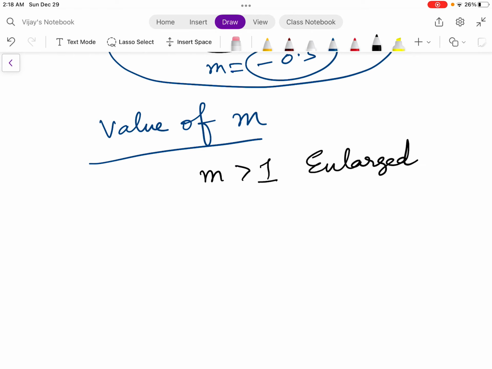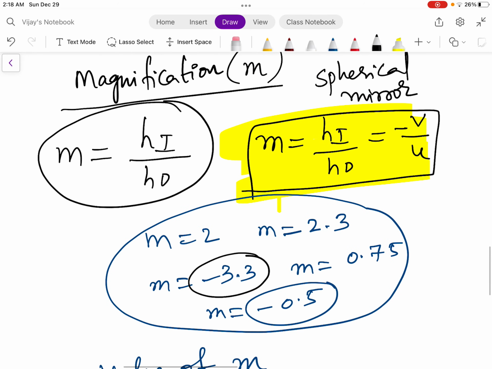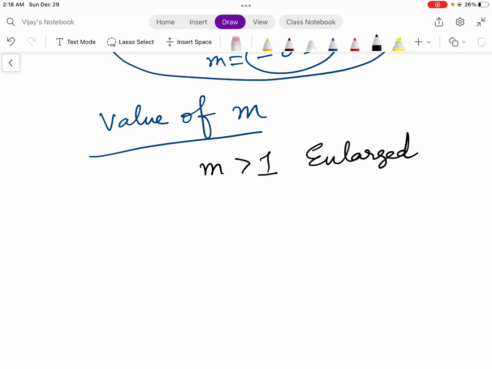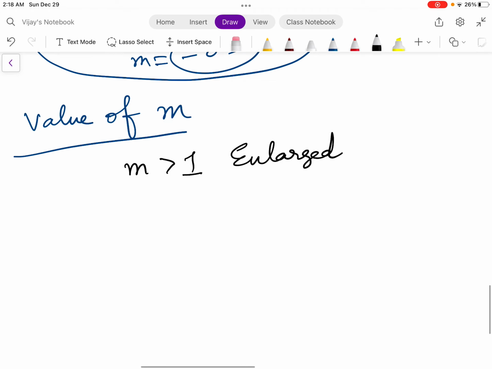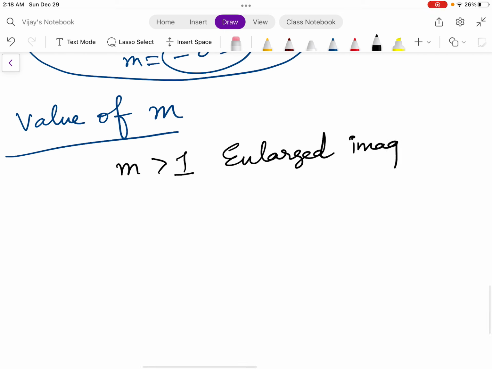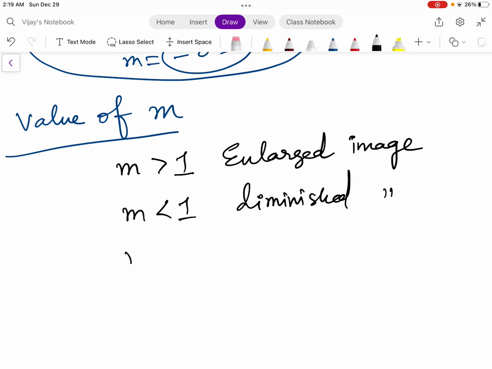Like that. Now, if the value of magnification is greater than 1, you can conclude that the image is an enlarged image. See, magnification is height of image by height of object. When height of image is more than height of object, then the magnification is greater than 1. So what does the value of magnification greater than 1 signify? That means the image is enlarged. So here you are having an enlarged image. When it is less than 1, obviously it is a diminished image. And when it is equal to 1 exactly, then the image is the same size as the object. So basing on the value of magnification, you can conclude whether the image is enlarged, diminished, or same size.